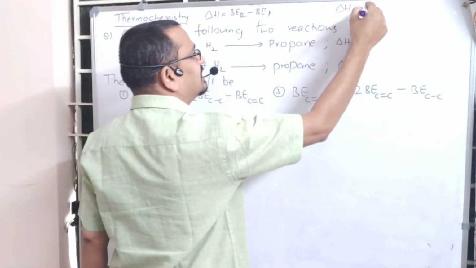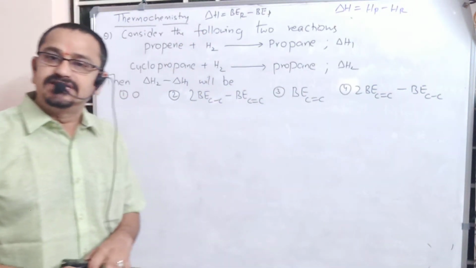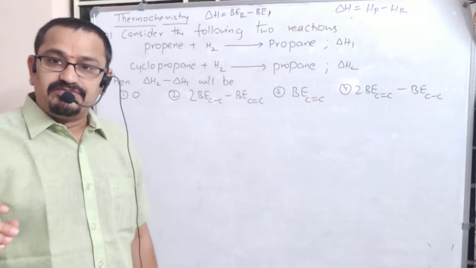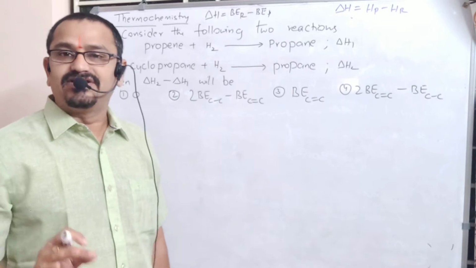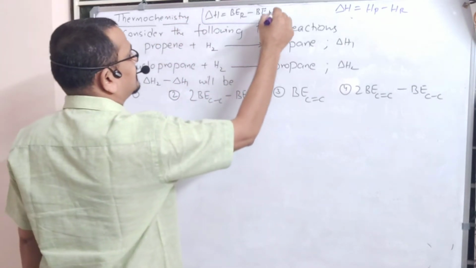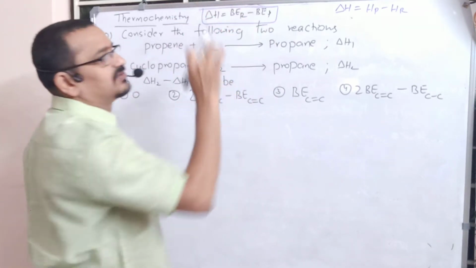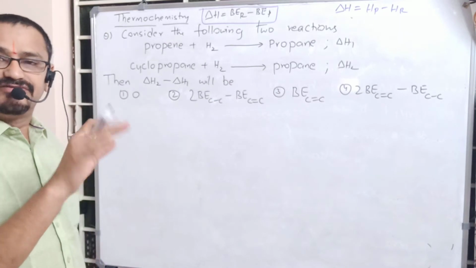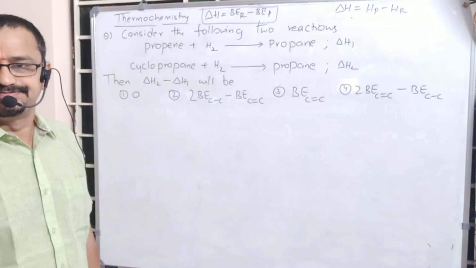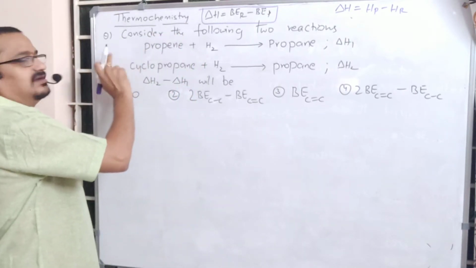enthalpy change will be calculated as enthalpy of products minus enthalpy of reactants. This is the usual method. But in the question, if bond dissociation enthalpies are given for reactants and products, then enthalpy change can be calculated as bond dissociation enthalpy of reactants minus products. This point of difference you have to remember, because bond dissociation enthalpy is opposite to bond formation. That's why.